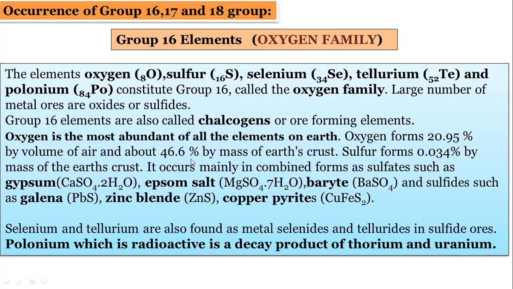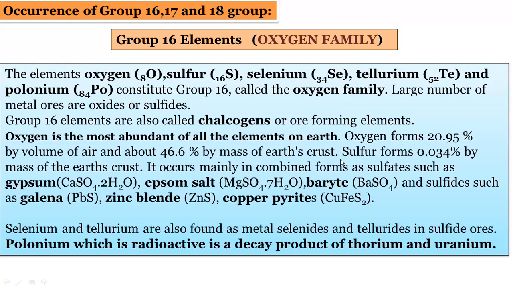By air, about 46.6% mass of earth crust. It is made up with oxygen. Then sulfur. I am coming to the sulfur. These values will not be asked for the examination. Remember, don't worry about the values, the percentage of oxygen, then sulfur. These values will not be asked for the examination. This is not expected from the students.